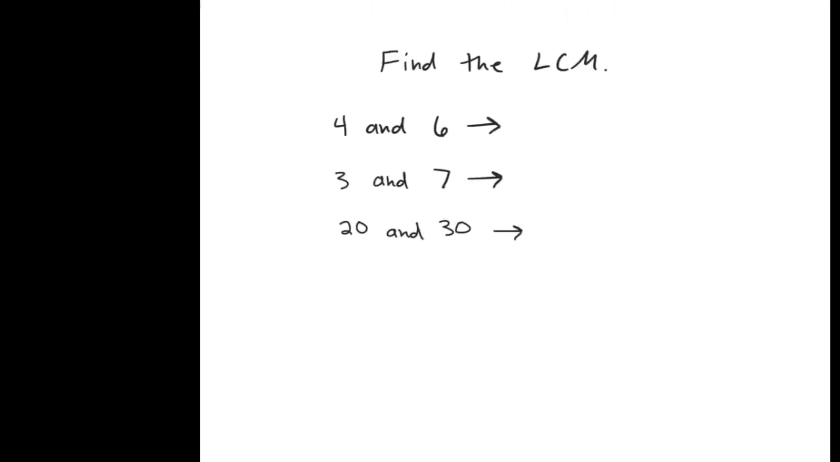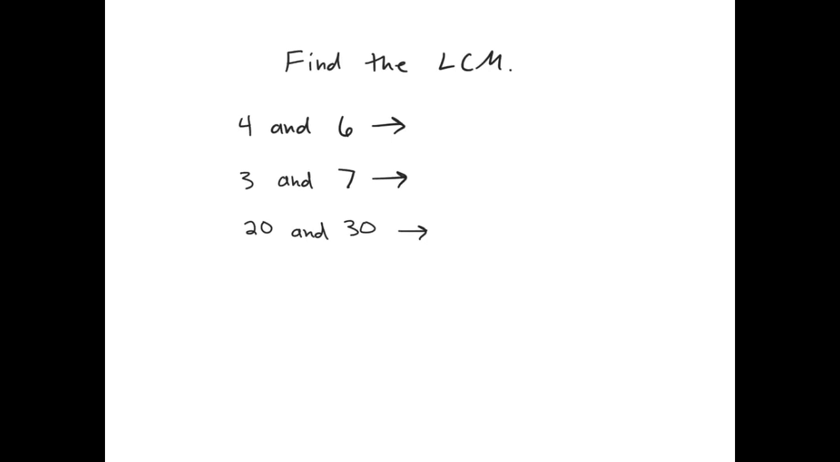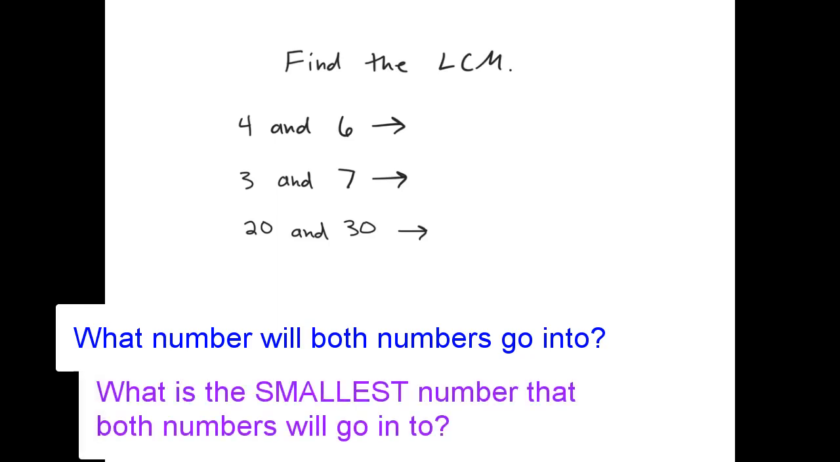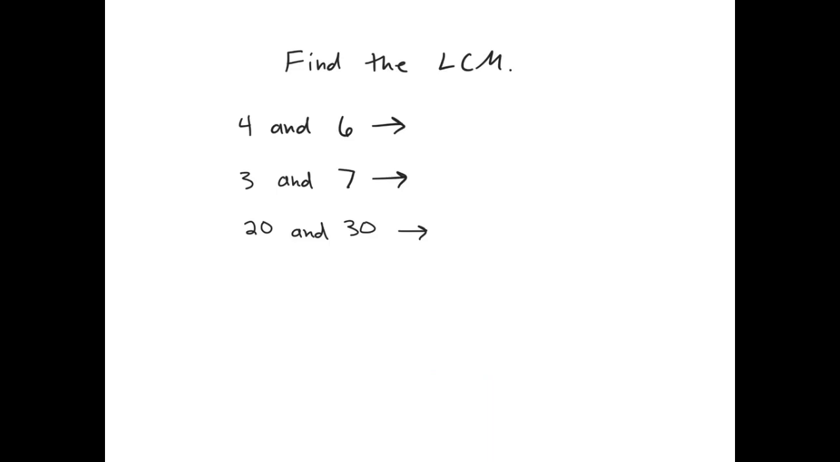So let's look at a few examples. I don't have to list out the multiples for some of the smaller numbers. I can simply ask the question, what number do 4 and 6 go into? And more specifically, what's the smallest number that 4 and 6 will go into? They will both go into 12, so the LCM is 12. The smallest number that 3 and 7 will go into is 21.